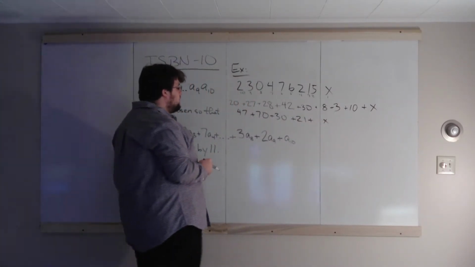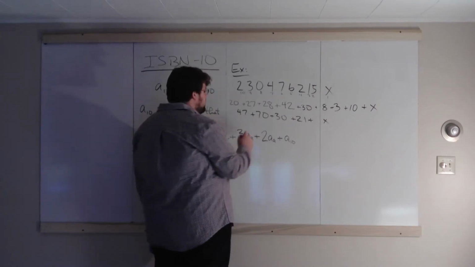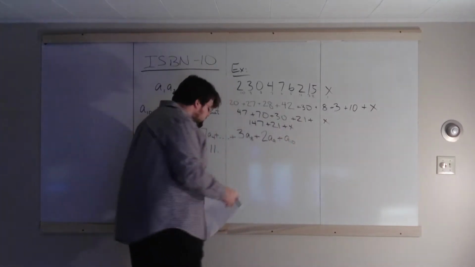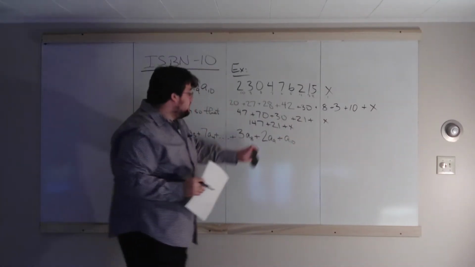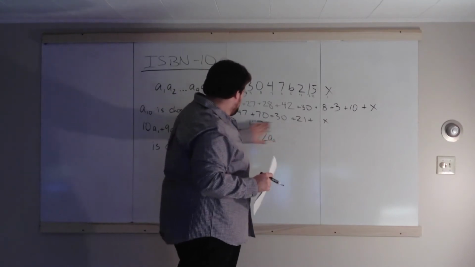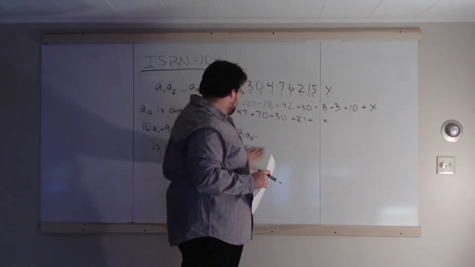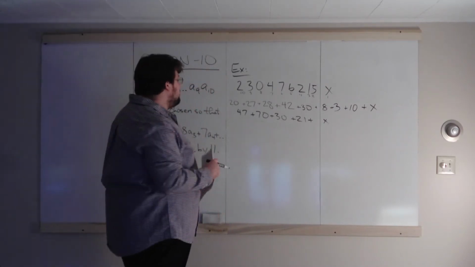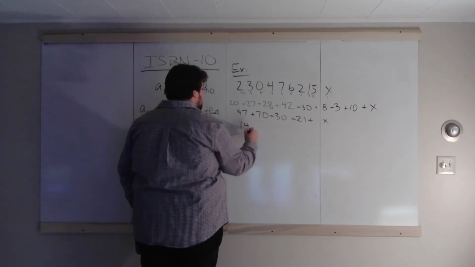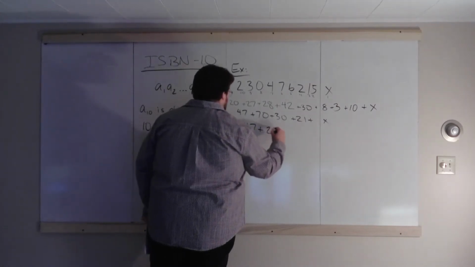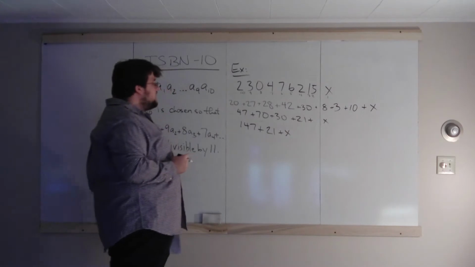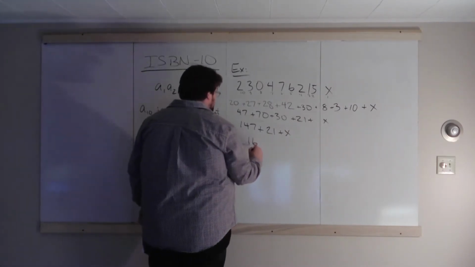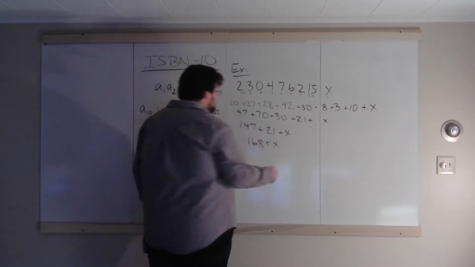Well, 70 plus 30 is 100. So right here we have 147 plus 21 plus X. We want that to be divisible by 11. And when you're adding, you don't have to stay in the proper order. You can add in whatever order you want. So we get what? 168 plus X is divisible by 11.